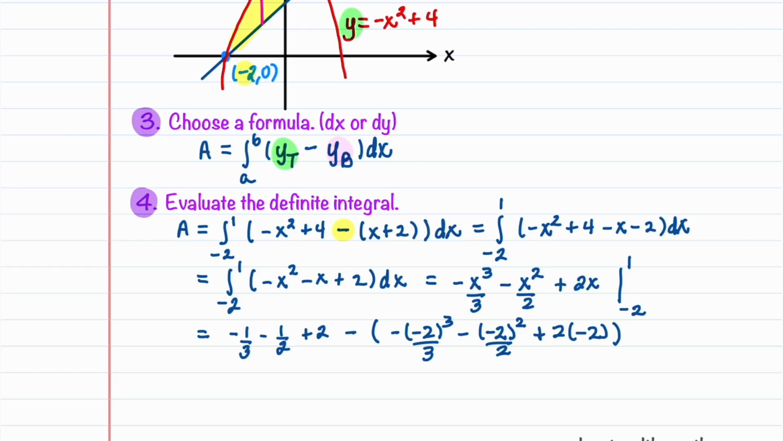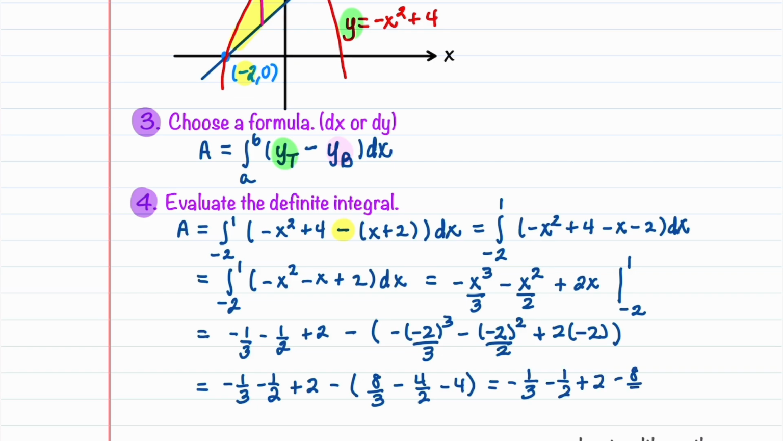Now let's go ahead and simplify this. This is minus 1/3 minus 1/2 plus 2 minus, we have minus 2 cubed, which is minus 8, multiplied by a minus 1. So this is 8 over 3. And then we have a minus 4 over 2, and then a minus 4. This gives us minus 1/3 minus 1/2 plus 2 minus 8/3 plus 4 over 2, which is 2, and then plus 4.